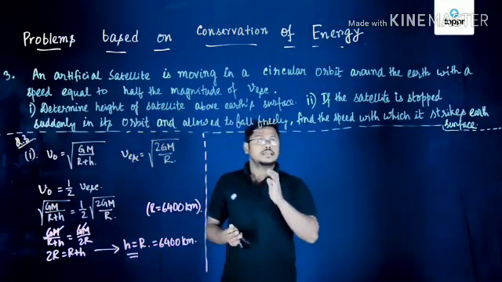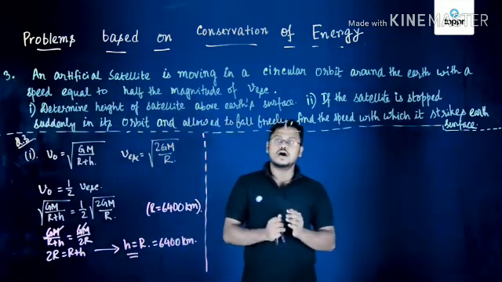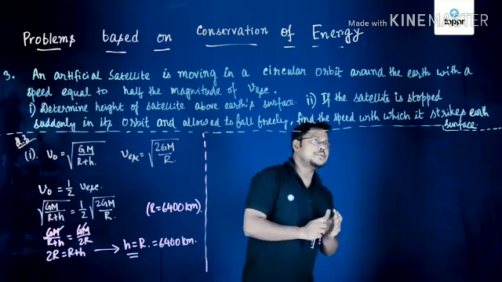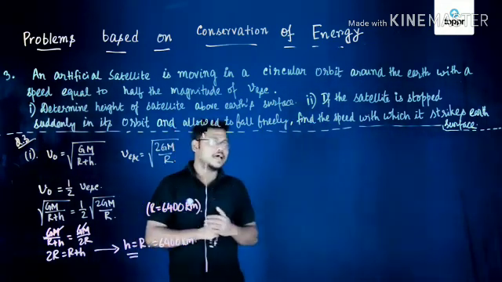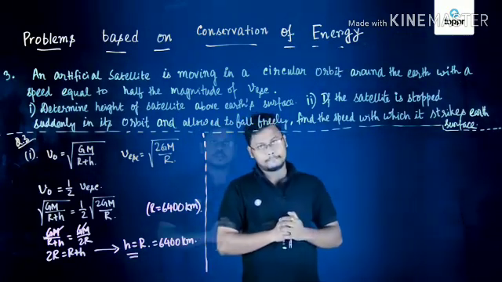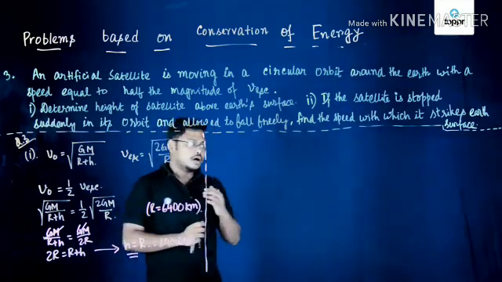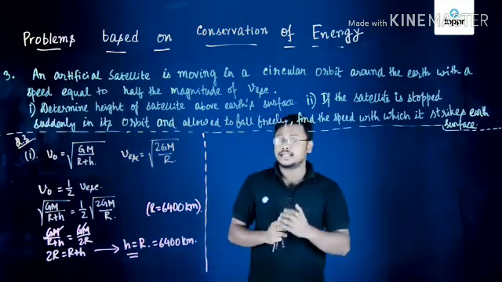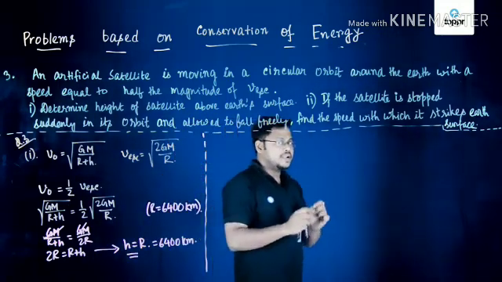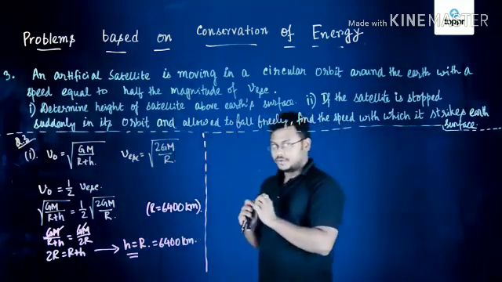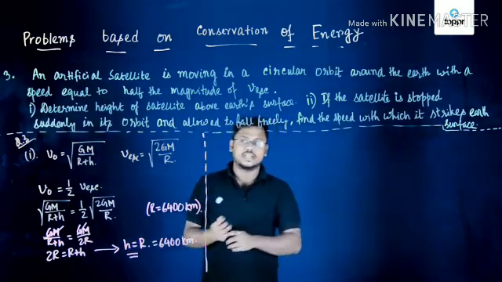It says, if the satellite is stopped suddenly in its orbit and allowed to fall freely, find the speed with which it strikes the earth's surface. So for this part of the problem, we need to apply the energy conservation principle. So when the satellite is revolving at a height h equals R, at the moment it was suddenly stopped, it was not having any kinetic energy, right? So the initial total energy of the satellite is only the potential energy.